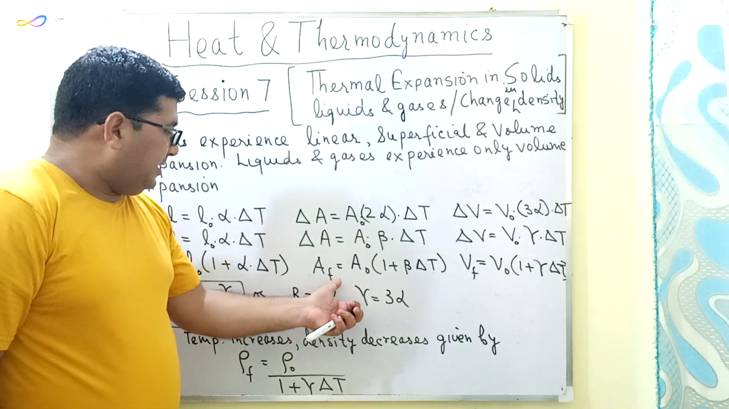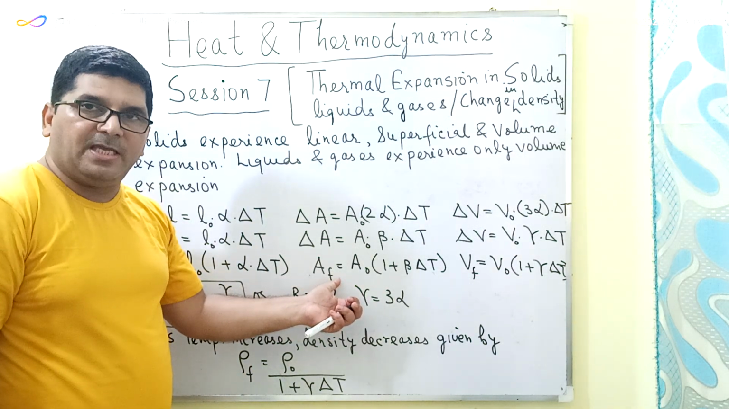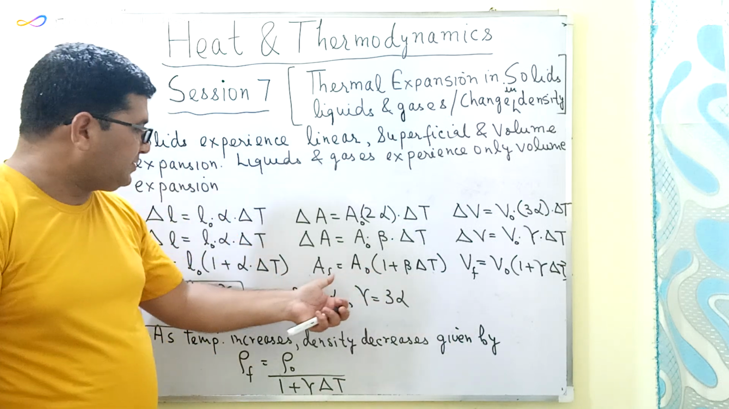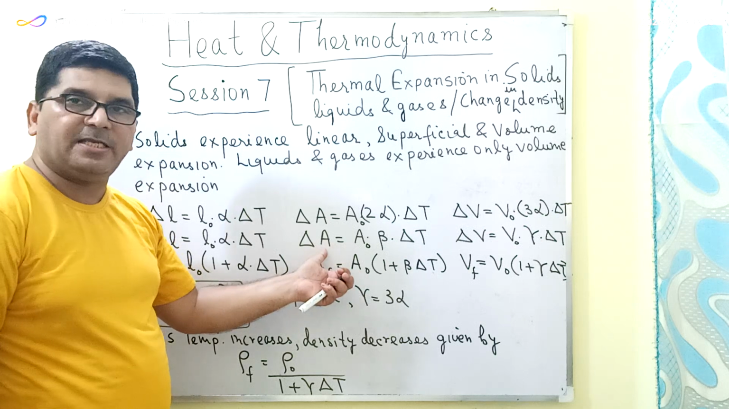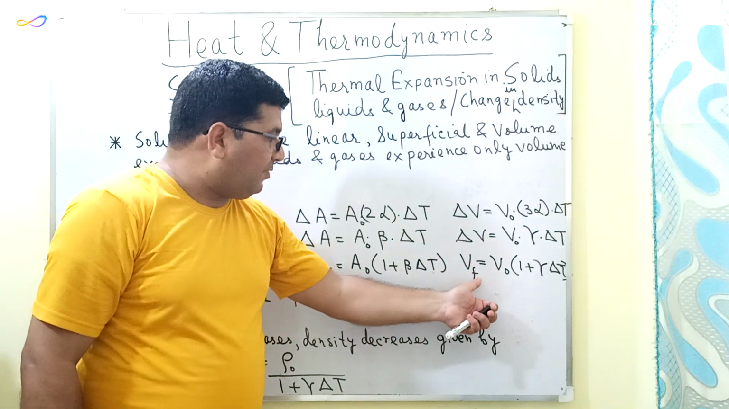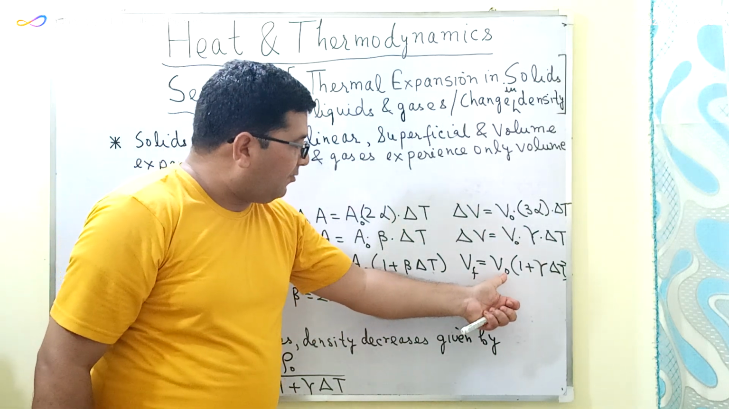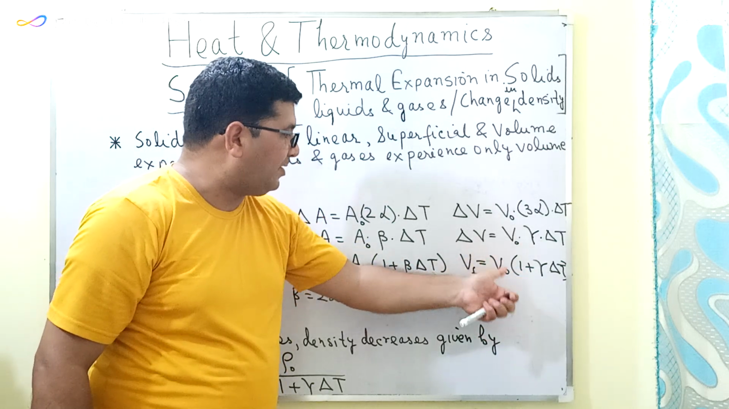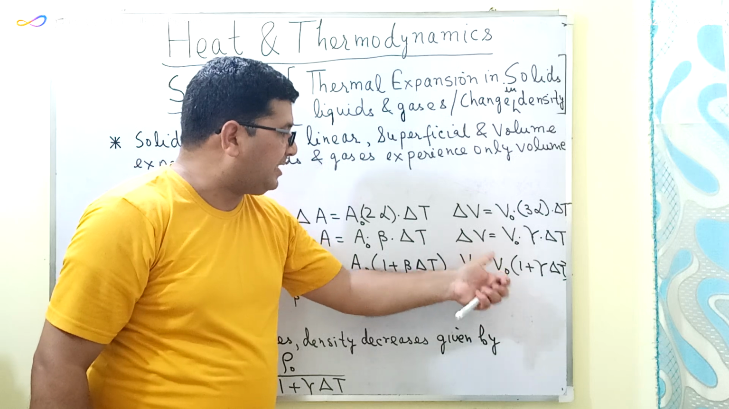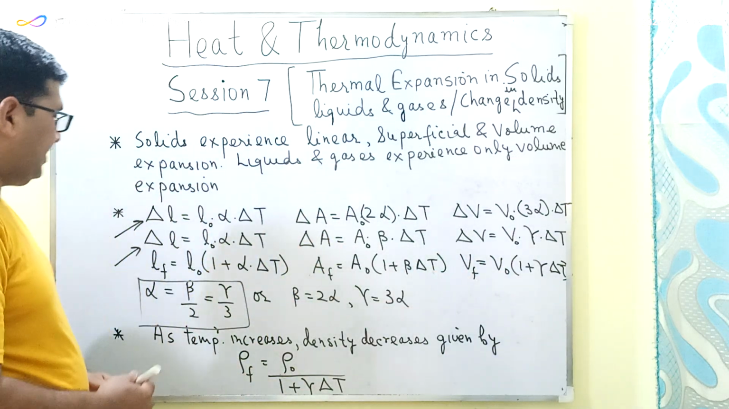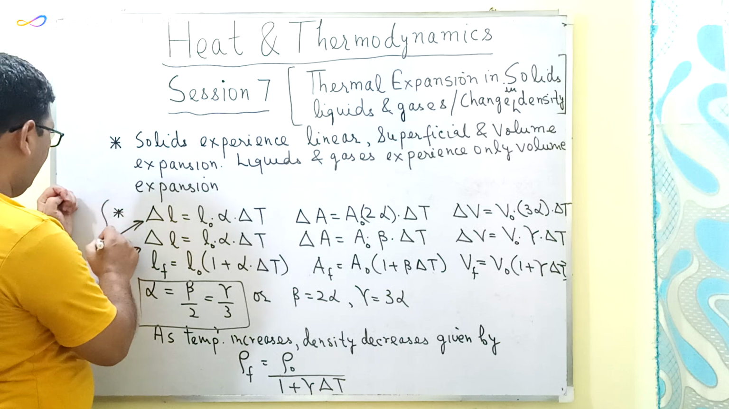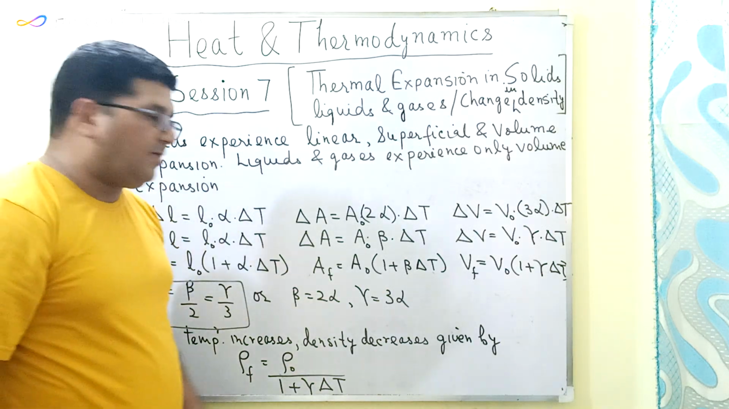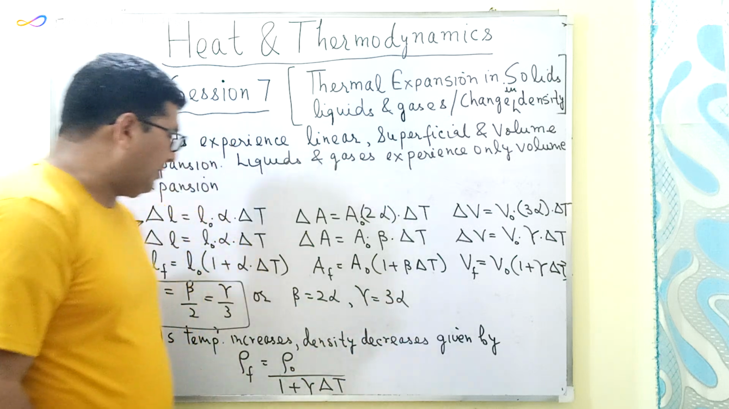Similarly, the final area of a solid object can be written as A naught in bracket 1 plus beta delta T, because A F is equal to A naught plus delta A. Similarly, the final volume can be written as V naught in bracket 1 plus gamma delta T, because final volume is equal to V naught plus delta V. When we add V naught and delta V, we get this expression. So these are the 3 important equations which we will be using in our further sessions while solving numerical problems.